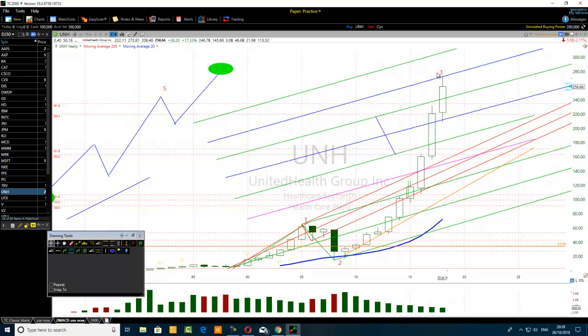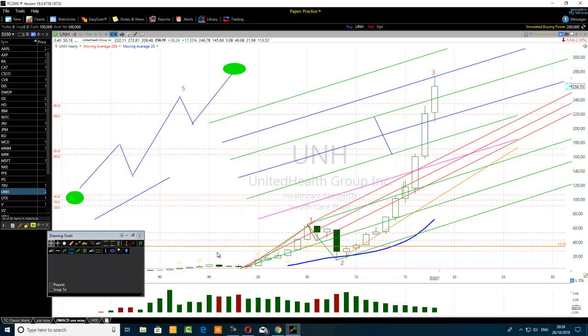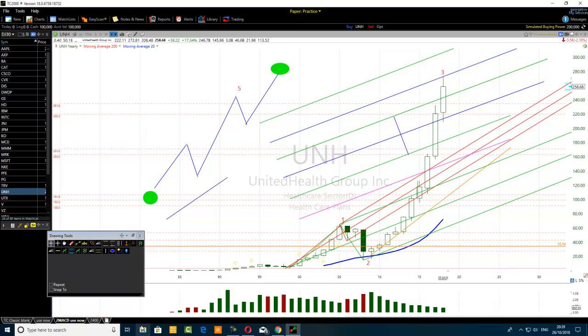It's a third wave. But on the monthly chart, some traders may say, oh, third wave there, fourth wave, and this is the fifth. We are not yet in the fifth wave at all. This is just the third wave. And then we will have another leg.